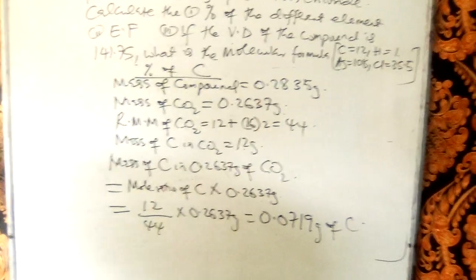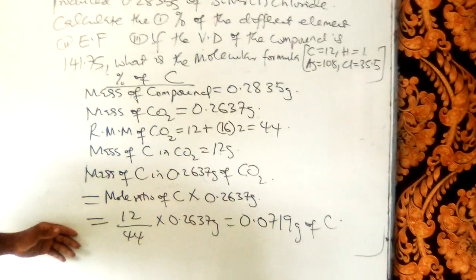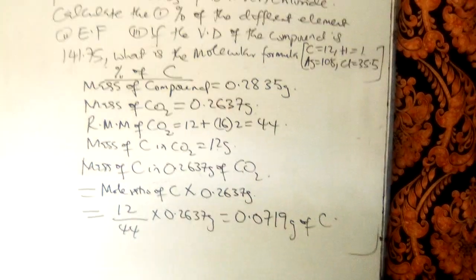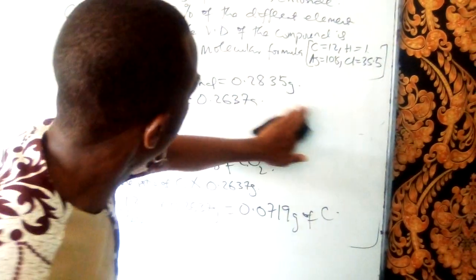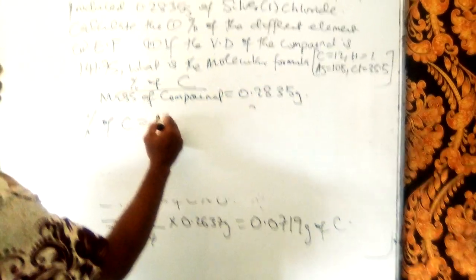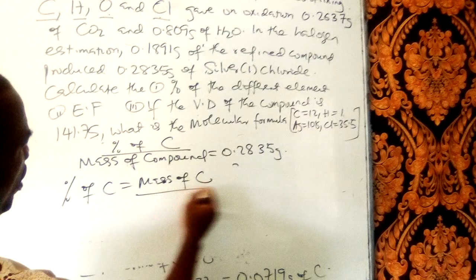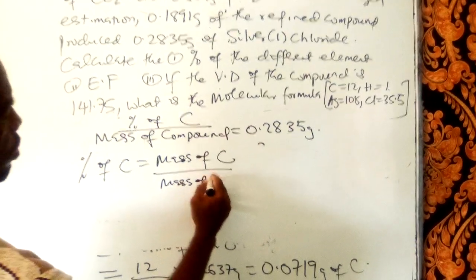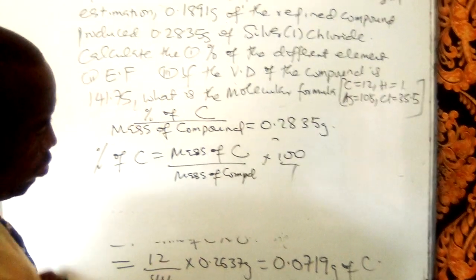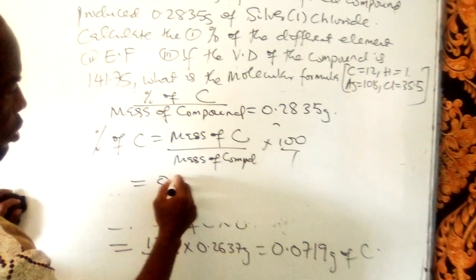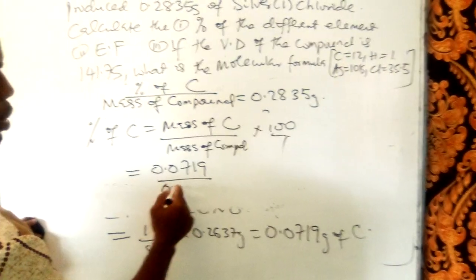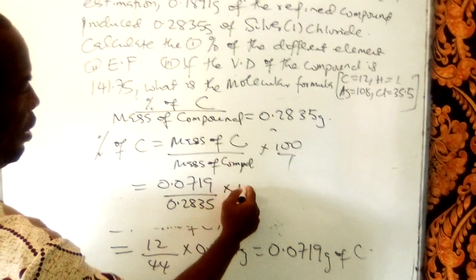So we'll now go ahead to find the percentage of carbon in this compound. To find the percentage of carbon, we'll use the mass of carbon, all over mass of compound, multiplied by 100 over 1. So mass of carbon we obtain is 0.0719. Mass of the compound 0.2835 multiplied by 100.